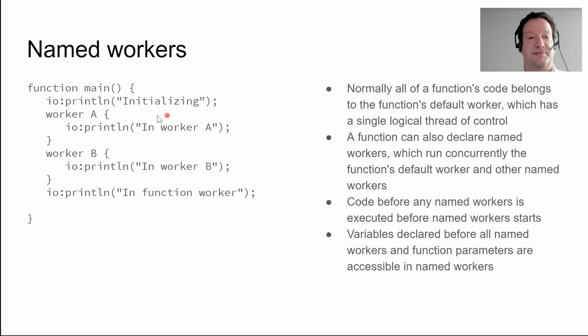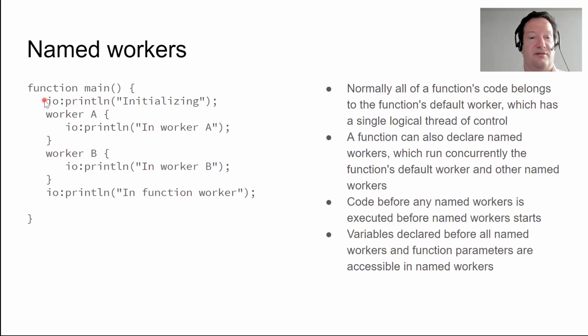So in this little function here, usually in a function you don't see any of these worker declarations. Everything executes on one logical thread of control. With workers, the idea is you can have multiple named workers. These have the keyword worker and then the name of the worker. And these named workers execute in parallel, concurrently with the normal code in the function.